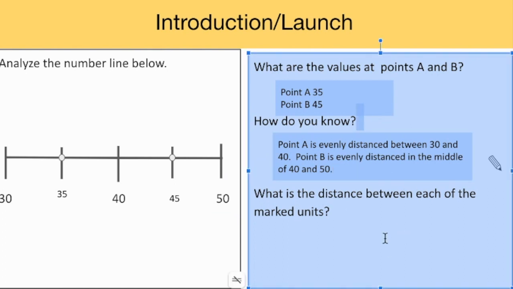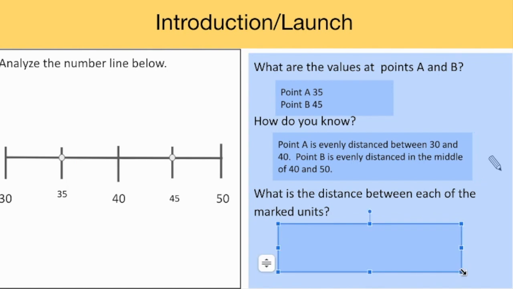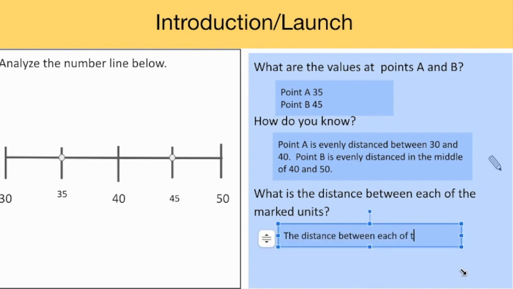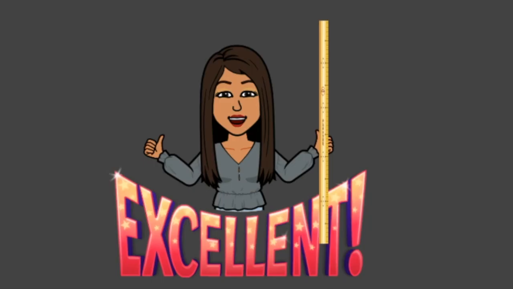What is the distance between each of the marked units? So it seems like this number line is growing by 5s, right? 30 plus 5 is 35, 35 plus 5 is 40, 40 plus 5 is 45, and 45 plus 5 is 50. So we can say that the distance between each of the marked units is 5.